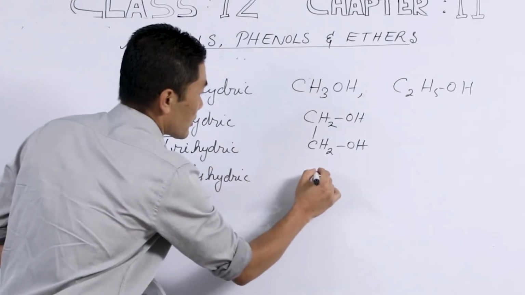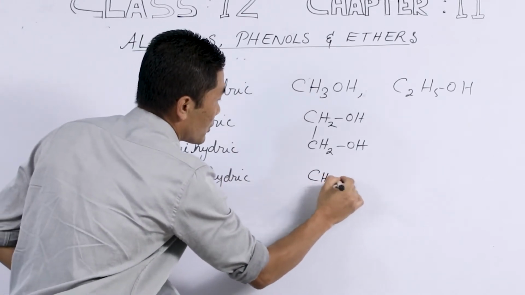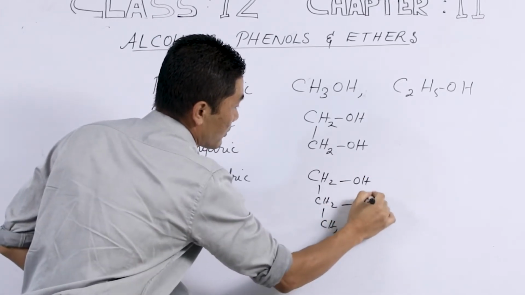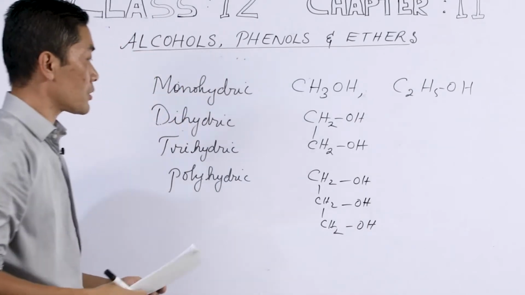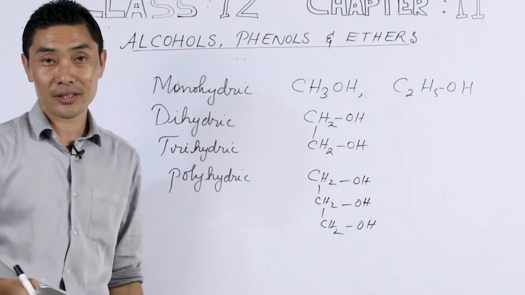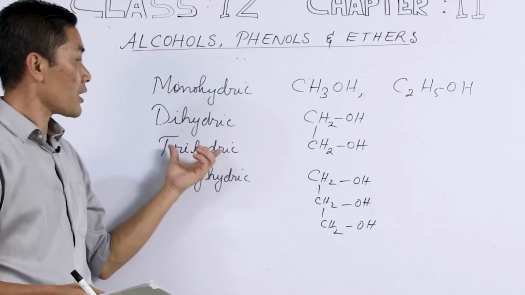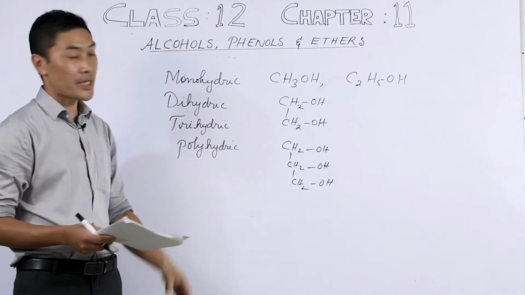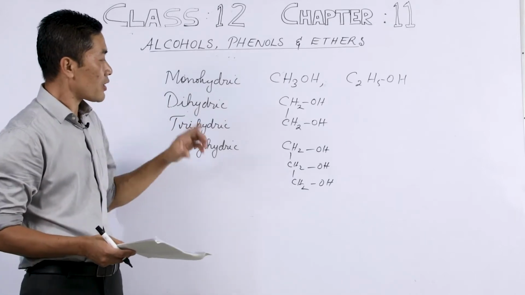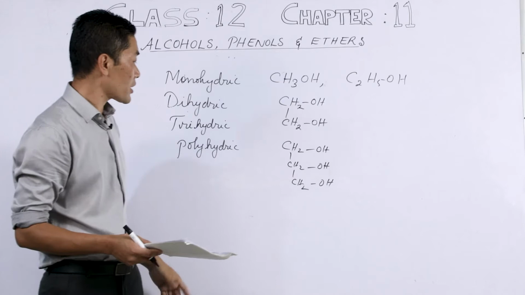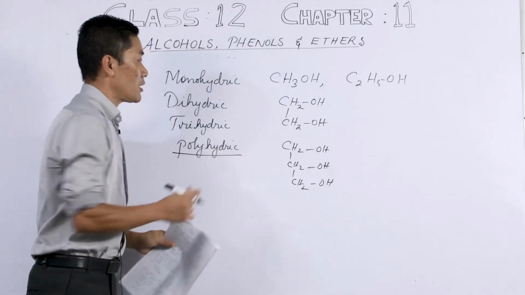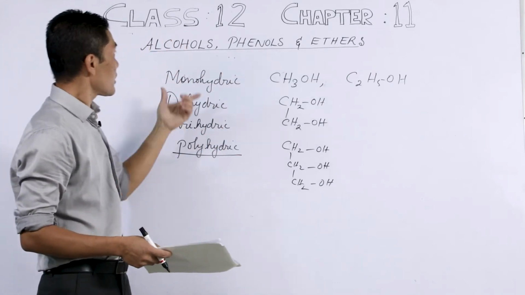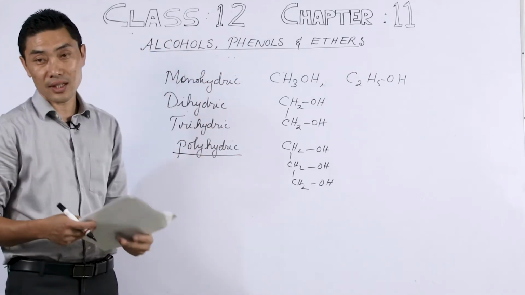And glycerin or glycerol, this molecule, this alcohol has three OH groups. So this is called a trihydric alcohol. Likewise, any alcohol having three OH groups in its molecule will come under trihydric alcohols. Those which have four or more OH groups in their molecules come under polyhydric alcohols. So basing on the number of OH groups present in their molecules, alcohols can be classified into these different types.